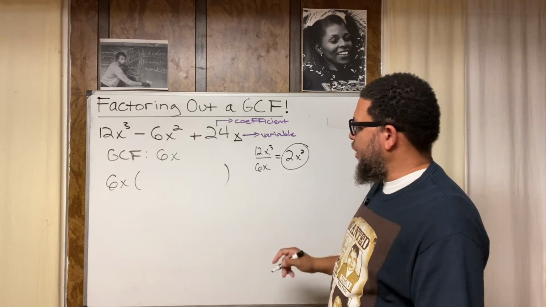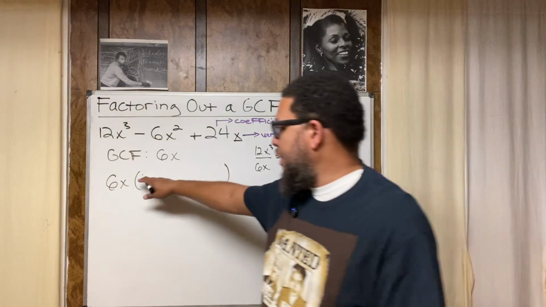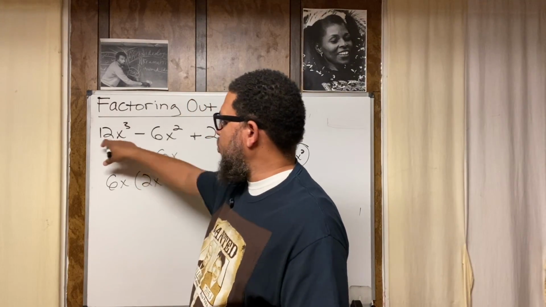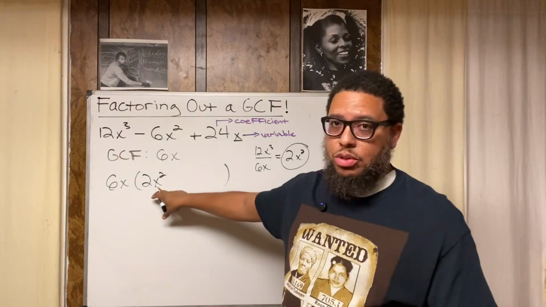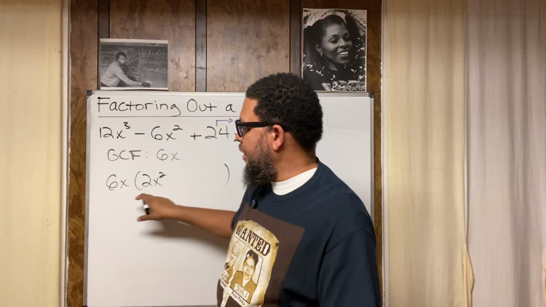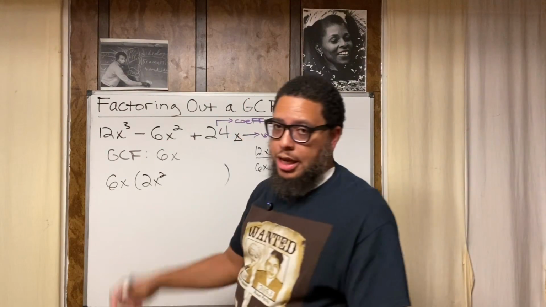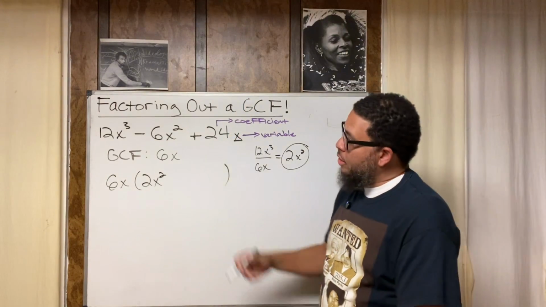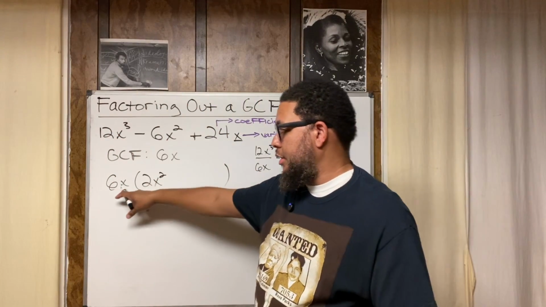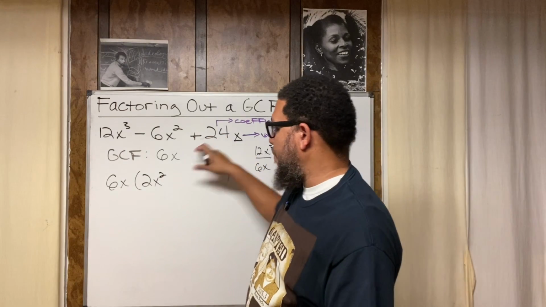So you take this 2x squared. What are you going to do with it? You're going to put it inside the parentheses in the first spot. So this 2x squared replaces 12x to the third, because 12x to the third divided by 6x equals this. Now we do the same thing. We divided the first term by the GCF. Now we're going to divide the second term by the GCF, then the third term by the GCF.